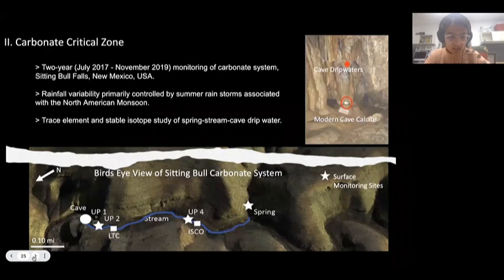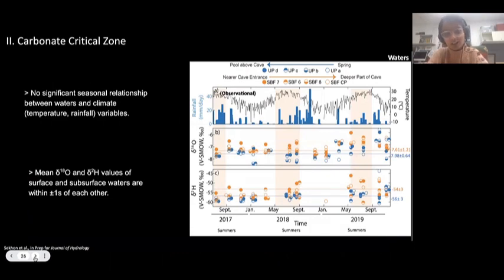So what we did was we had a 2-year monitoring of a carbonate system. We collected cave drip waters as well as paired with modern cave calcite. The rainfall variability in this region is primarily affected by the North American monsoon, which happens in the summer. And by looking at the source as well as the sink, it provides a really unique opportunity to analyze both trace element and stable isotope data. So I'm going to jump straight ahead and start talking about the waters and specifically the stable isotopic data for the waters from this system.